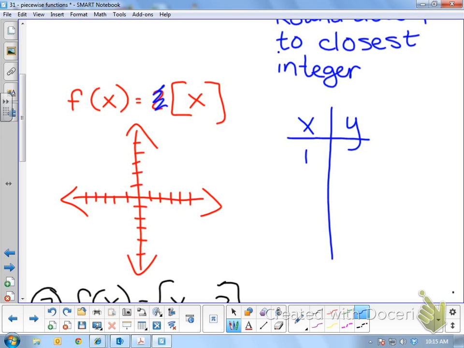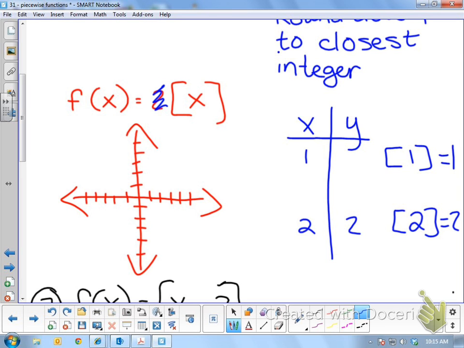If I pick 1 and I plug it into this, the instructions for this new bracket system is to round down to the nearest integer, or if it's already an integer, leave it. So what should we do with the 1? Leave it. It's already an integer. So if I picked another integer, I'm going to leave some space and you'll see why. If I picked another integer, we'd still leave it. So those don't really change.